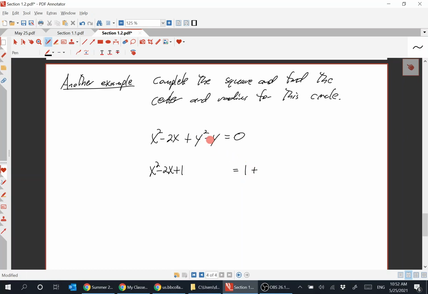With the y's, take the coefficient of the y. Not the y squared, the y. What's the coefficient of the y? Disregarding the negative, just 1. Divide by 2, you get a half. Square it, and you get what? A fourth. So add a fourth.